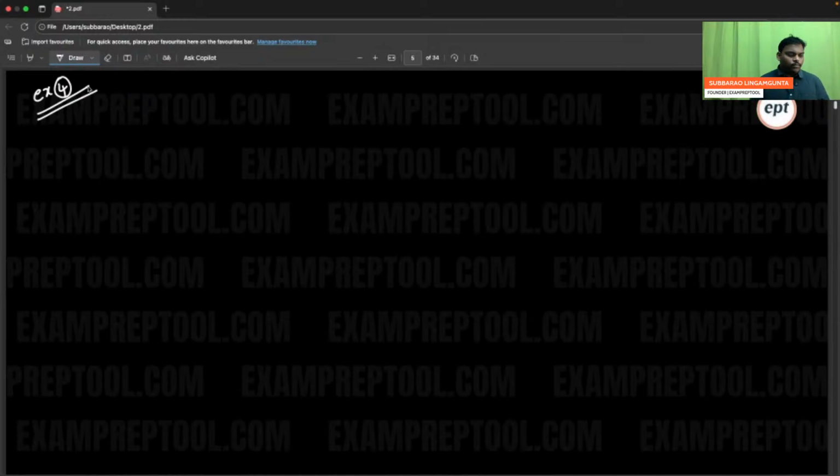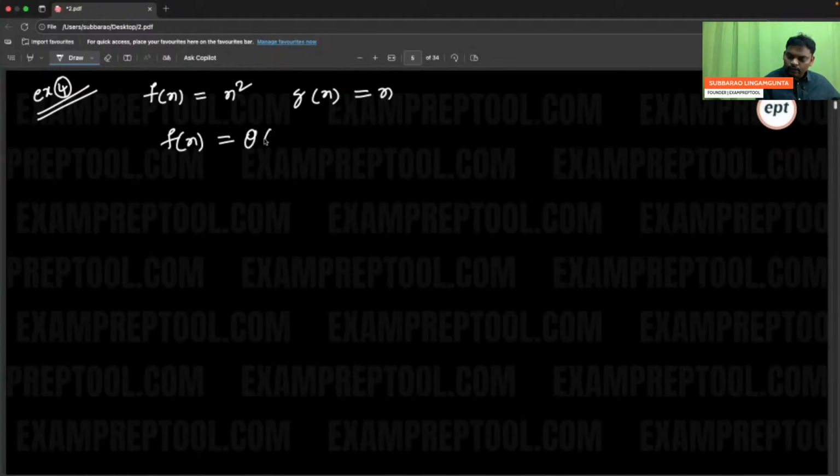Example number 4. f of n is equal to, be careful, n square. g of n is equal to n. So I have to prove f of n is theta of g of n. Let's check, can I prove or not? When you say theta, big O and omega both should be satisfied.